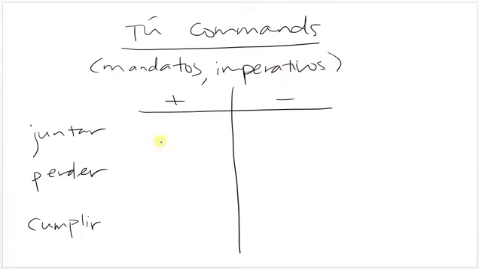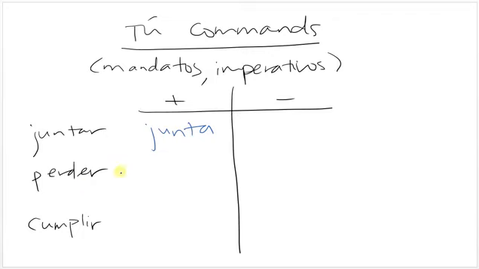So, for the tú commands in the positive, it's pretty easy. All you have to do is go to the él, ella, usted of the verb in the regular present tense. So for juntar, the yo would be junto, the tú would be juntas, the él, ella, usted would be junta. So just regular él, ella, usted. The only way you know it's a command is by using the context.